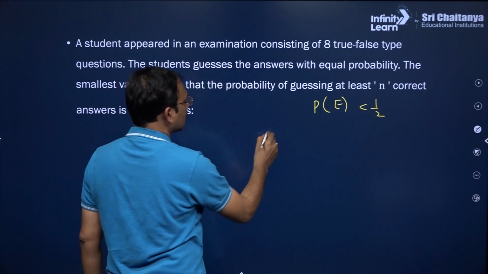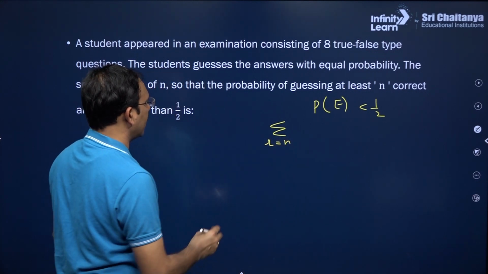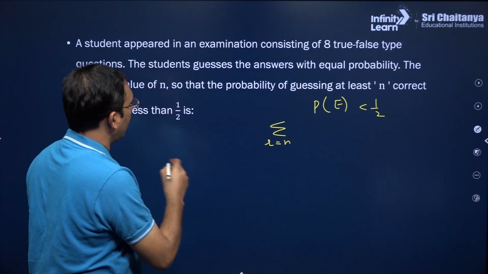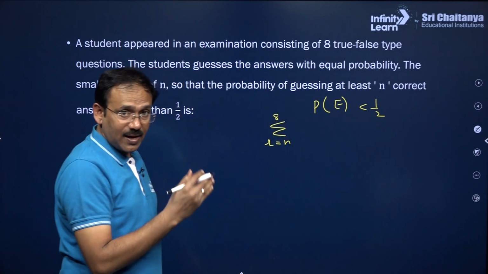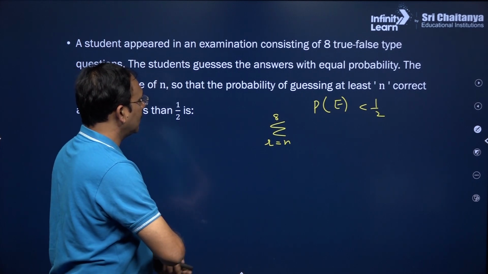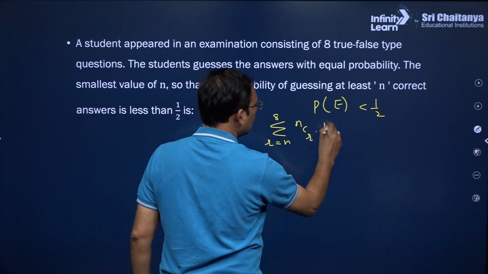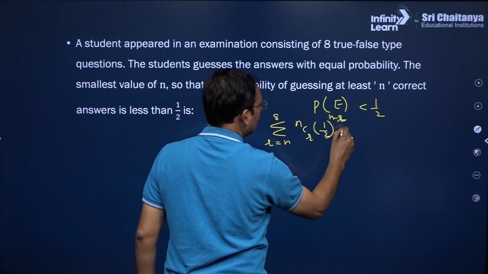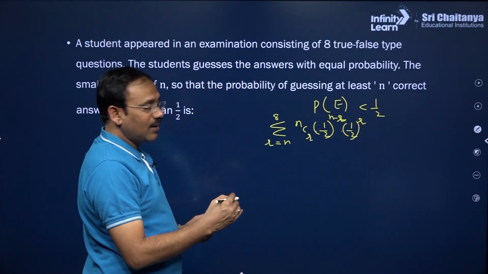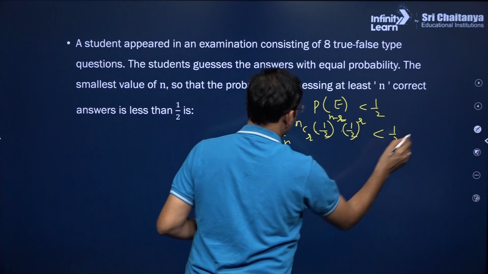N, I don't know, such that he has to get at least n correct, right? Guessing at least n correct. R is equal to n, you see, out of 8 questions. R is equal to n, that means n can be correct or n plus 1 can be correct, like that, up to r is equal to 8. Correct means nCr into 1 by 2 to the power of n minus r into 1 by 2 to the power of r. This is the sum of all the probabilities where correct is n or more than n. This must be less than 1 by 2, my dear friends.